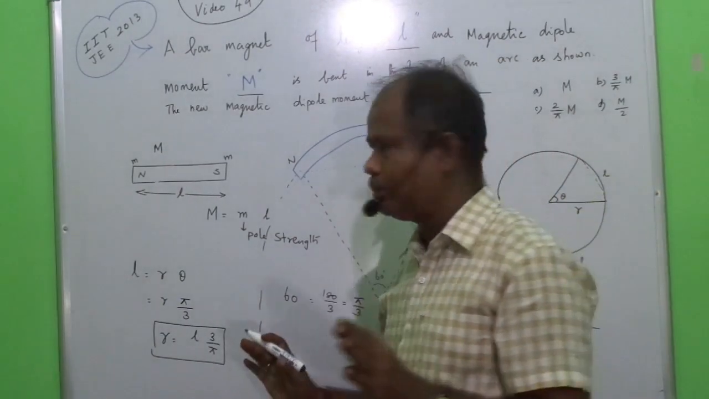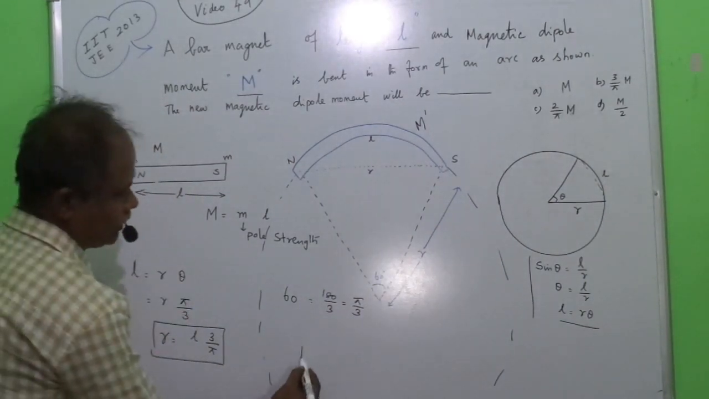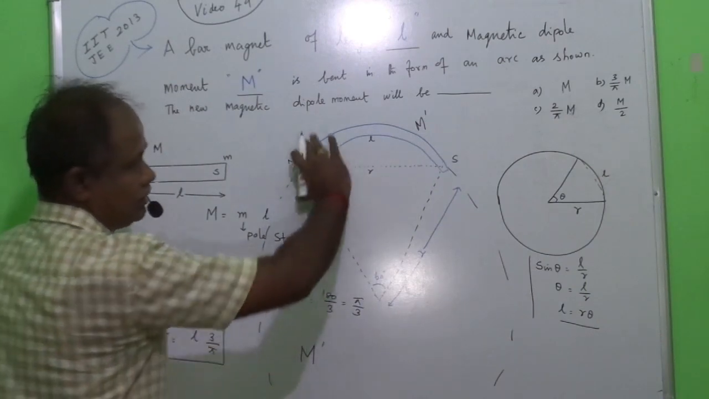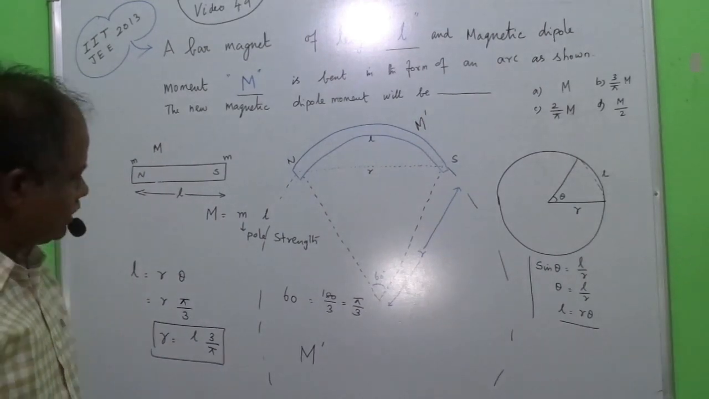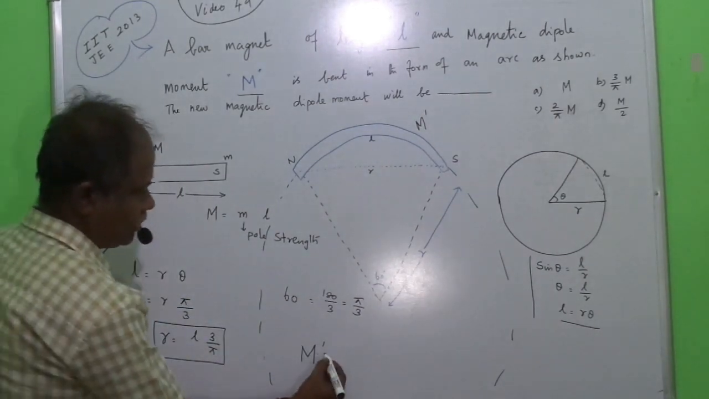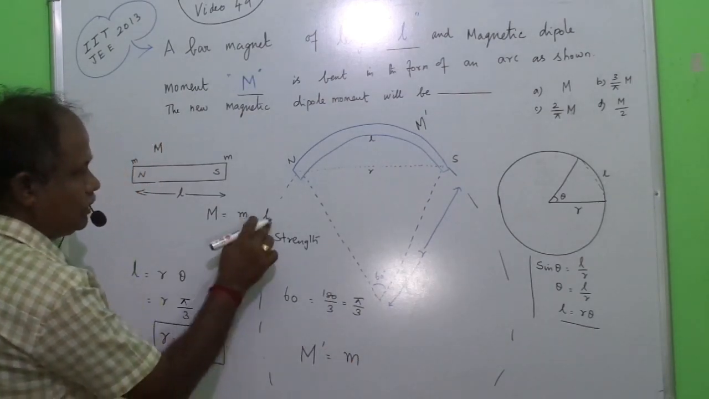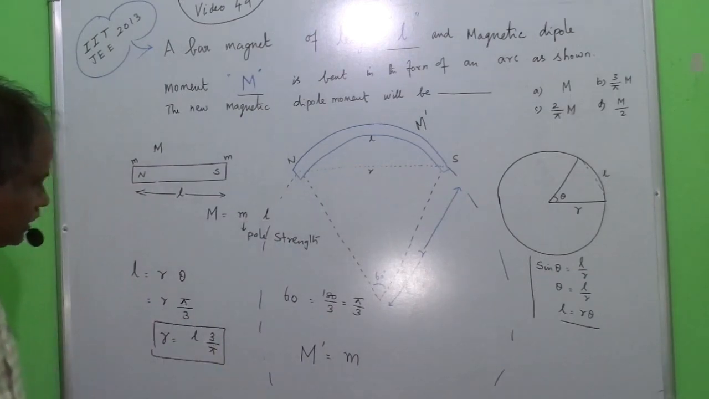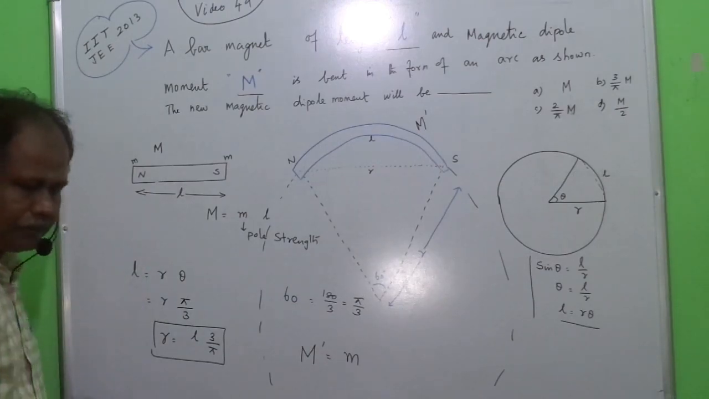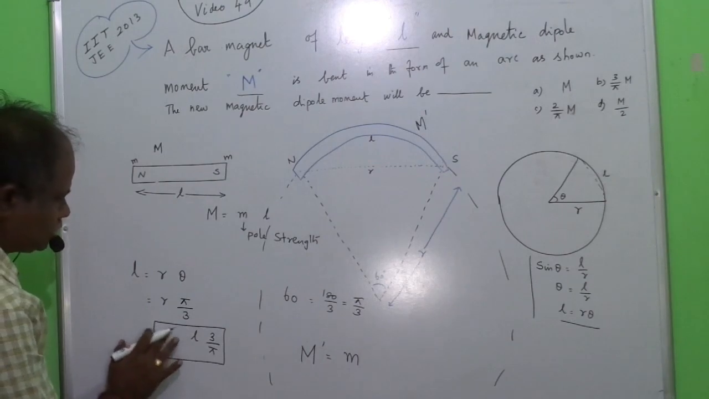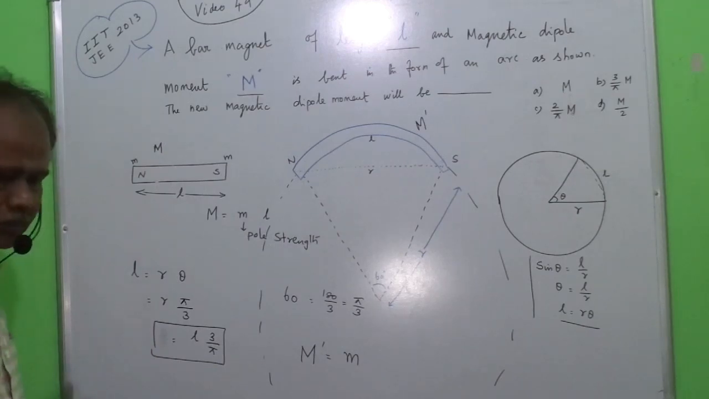What's actually magnetic moment? You know the formula. The magnetic moment, capital M dash, we are considering this particular bar magnet which is bent like this. Then M dash is nothing but pole strength m, instead of L, just write that R value. Let it be as it is.